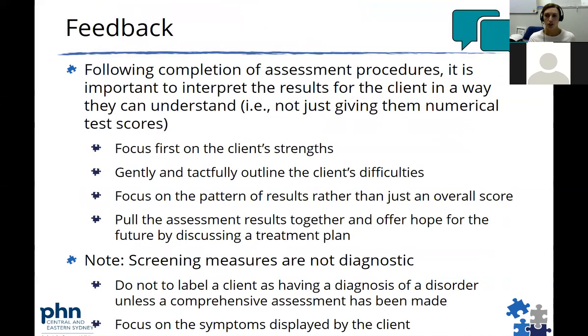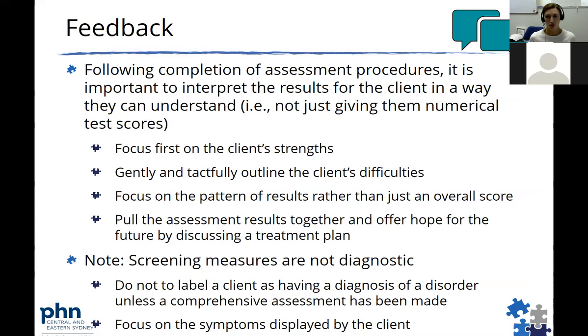Following the completion of assessment procedures, it's really important to interpret the results for the client in a way they can understand, so not just giving them numerical test scores. When feeding back assessment results, focus first on the client's strengths, gently and tactfully outline the client's difficulties, focus on the pattern of results rather than just an overall score, and pull the assessment results together and offer hope for the future by discussing a treatment plan.